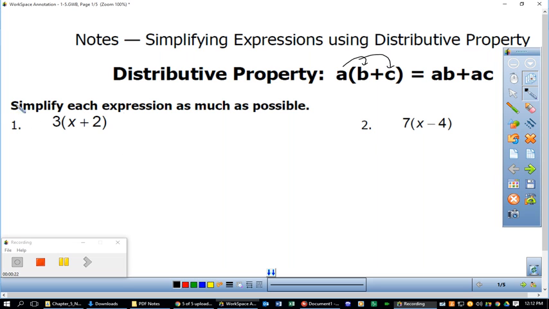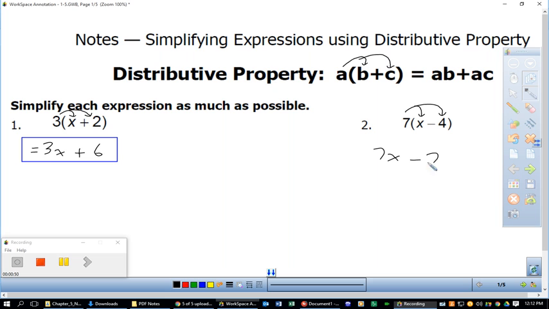So, number 1, simplify each expression as much as possible. We have a 3 on the outside, so we're going to take 3 times x, which is just 3x, can't do anything better with that, plus 3 times 2, which is 6. So 3x plus 6 is our answer for number 1. Okay, number 2, 7 times x, 7x. 7 times negative 4, that'll be a minus 28. So our answer there was negative, so we have a minus sign. Okay, and that's number 2.